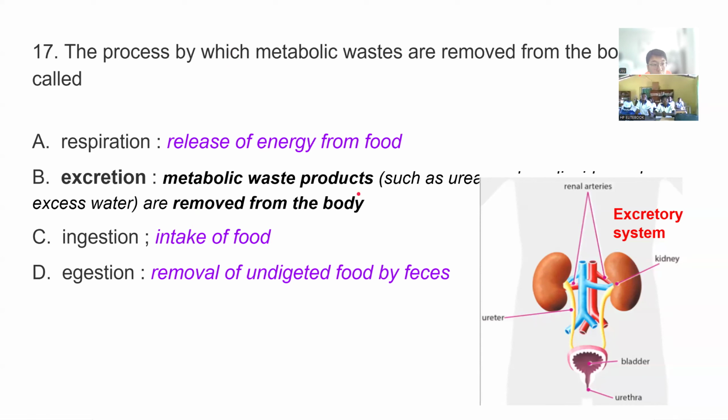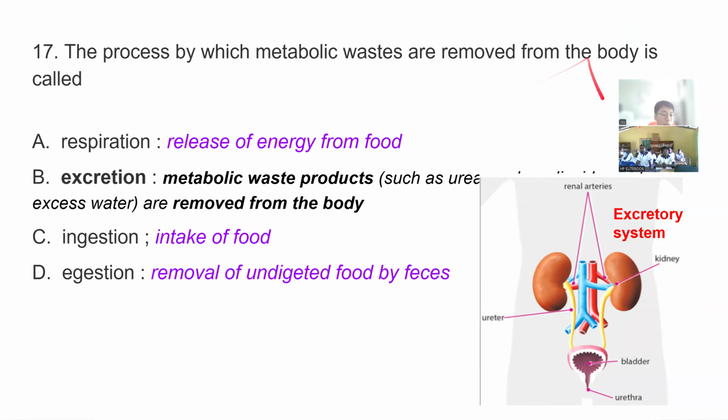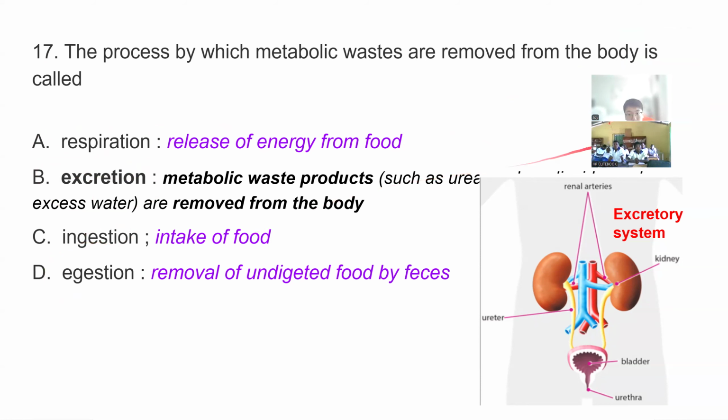So the next question is: the process by which metabolic wastes are removed from the body is respiration, excretion, ingestion, or digestion. And this is the body system we will shortly talk about, which is excretion. It's the excretory system, where metabolic wastes are removed from our body.